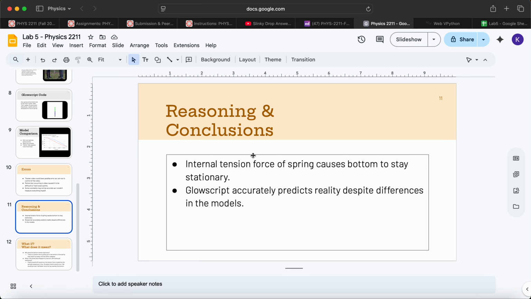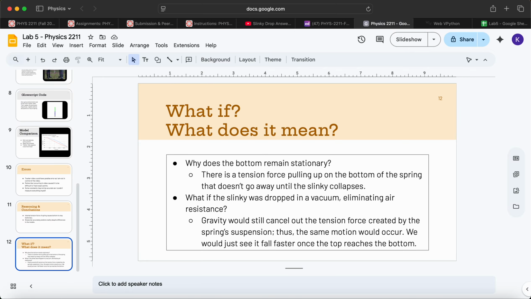For our reasoning and conclusions, we found that there has to be some internal tension force in the spring pulling up, causing the bottom to stay stationary, and that must counteract gravity at that point. Our GlowScript model pretty accurately predicts reality despite differences in the models. The bottom remains stationary because there's a tension force pulling up on the bottom of the spring that doesn't go away until the slinky collapses.